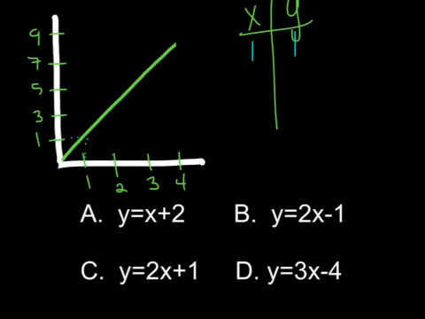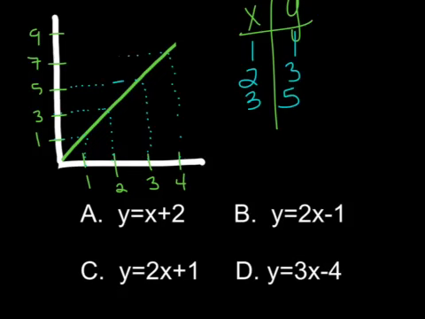I'm going to go up from 2, see where it hits, and go over, which gives me 3. So my second order pair is 2, 3. I'm going to go up from my x-axis and over, which gives me 5. So my next order pair is 3, 5. And last one, go up and then over. So that gives me 4, 7.